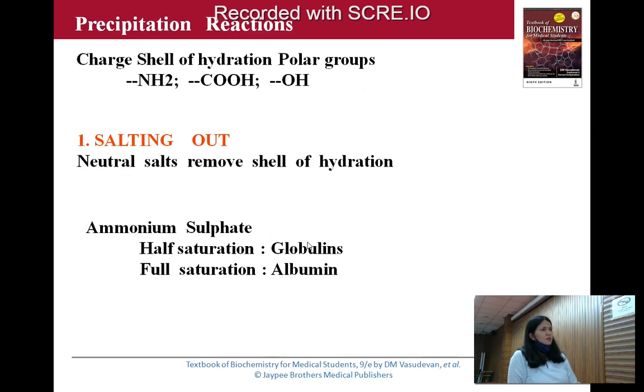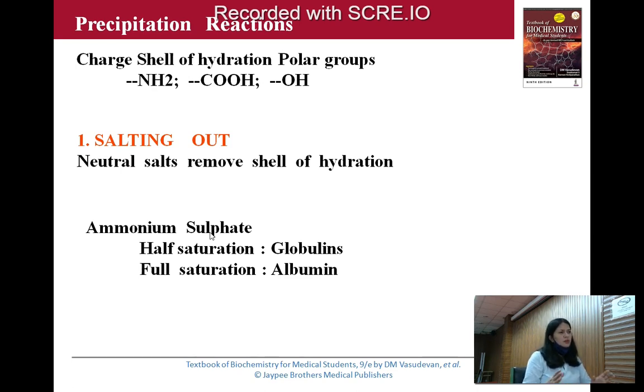Now let us see precipitation reaction. What do you mean by precipitation reaction? Precipitation can occur due to various agents. Number 1 is salting out. I will ask one of the students, please listen carefully: what do you mean by salting out or salting in? Salting out happens when you add a large quantity of a neutral salt like ammonium sulfate or sodium sulfate. What they try to do is remove the hydration layer which surrounds each and every protein molecule.